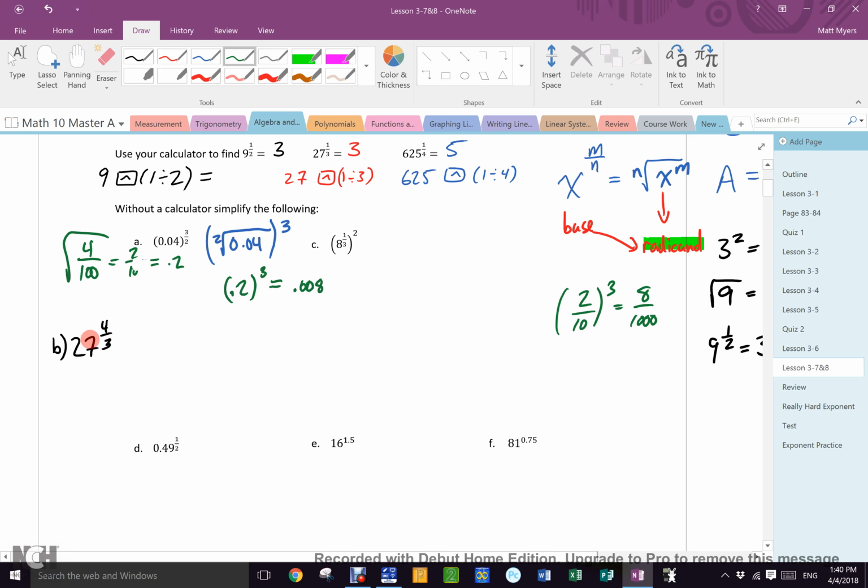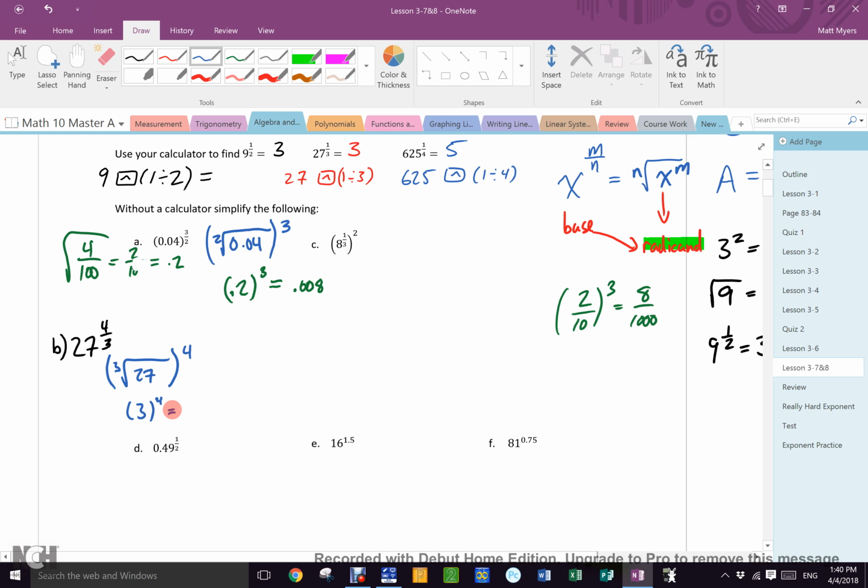What is this one? What's the base? 27. So what's the radicand? 27. What root do I need? 3. Third root of 27. And all that is to what power? 4. What is the cubed root of 27? 3. Some of you are starting to memorize that. If not, you got to break it down, right? So that is 3 to the 4th power. That is also pretty easy to memorize.